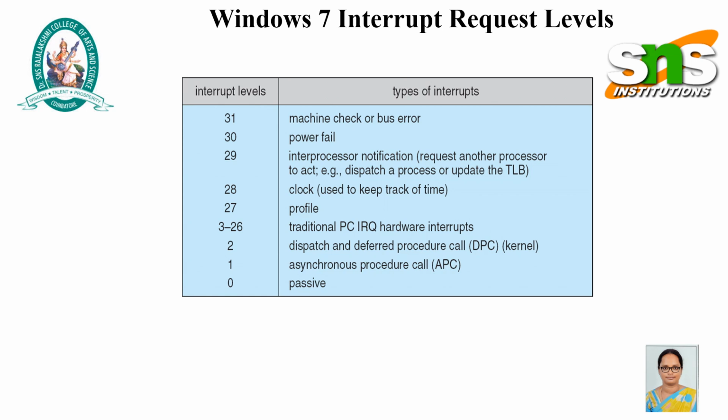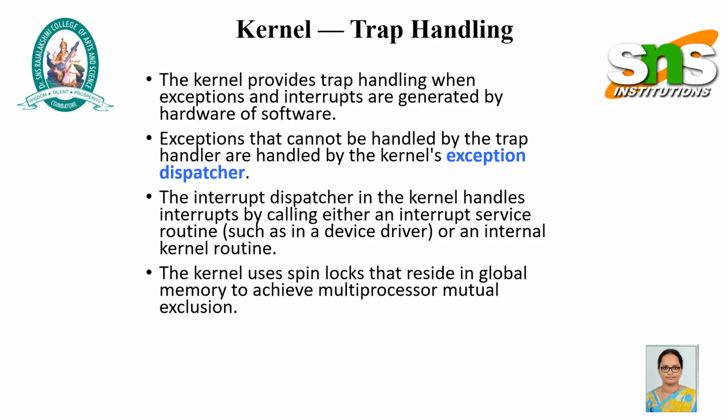Windows 7 interrupt request levels. We have interrupt levels 31, 30, 29, 28, 27, 3 to 26, 2, 1, 0. These numbers represent different types of interrupts, and that is represented in this table.